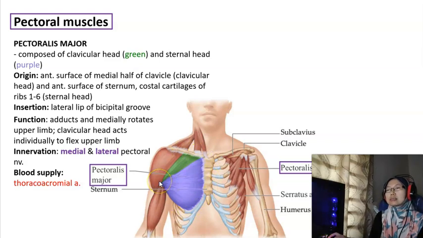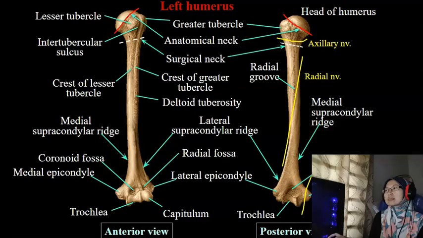muscle is inserted to the lateral lip of the bicipital groove. Okay, if you remember this slide from our first lecture, this is the intertubercular sulcus, which is also known as the bicipital groove. This is the medial lip and this is the lateral lip. So the deltoid muscle, and the pectoralis major muscle is inserted to the lateral lip of the bicipital groove.